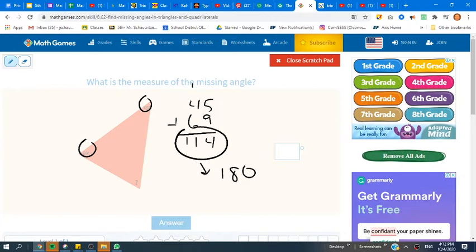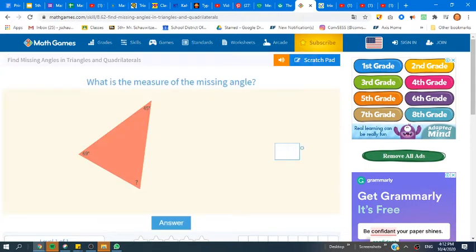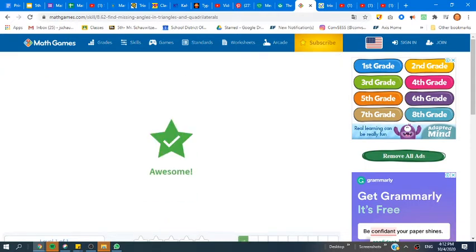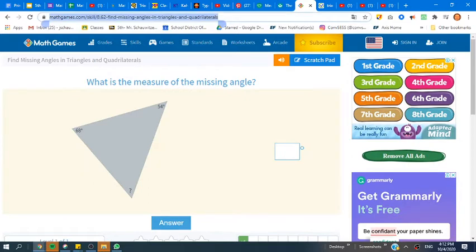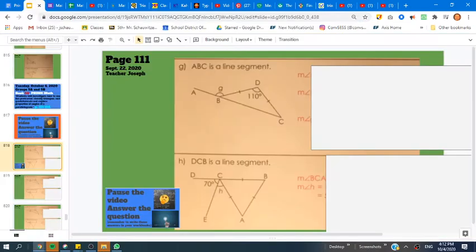So if we take 180 minus 114, 0 minus 4 we can't do, so we're going to go over to the tens column. 10 minus 4 is 6. 70 minus 10 is 60. And that leaves us with 66. So this answer should be 66 degrees. Check to see if that's correct. We got it. All right, we're going to do more with this game a little bit later on, and you guys can play it during your free time.